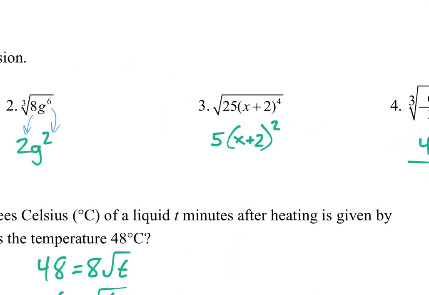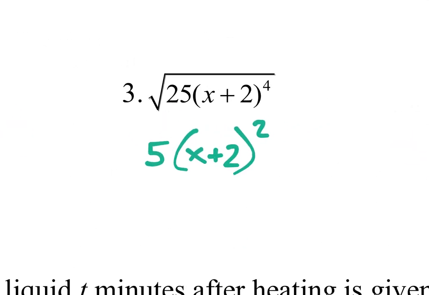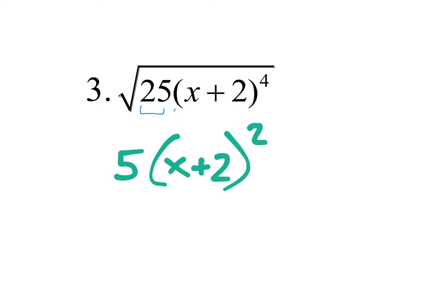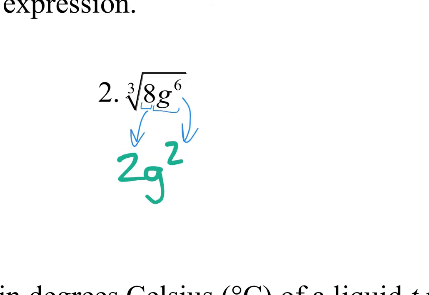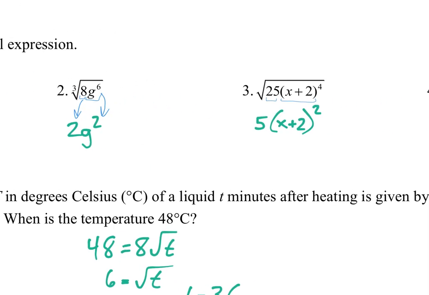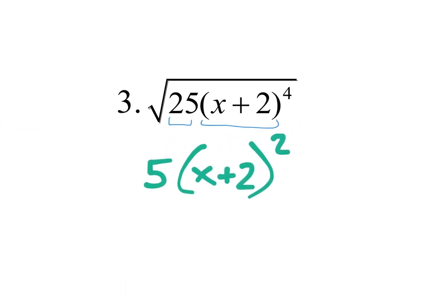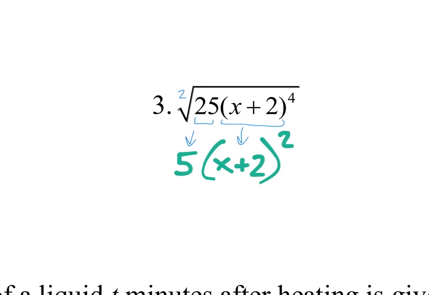This one here, just a little bit of a change up in terms of a type of problem. These are two things multiplying by each other, just like on the previous one, the 8 and the g to the 6th power, two things multiplying together. So in this one, we'll take the square root, and then something to the 4th power underneath the square root would come out squared.